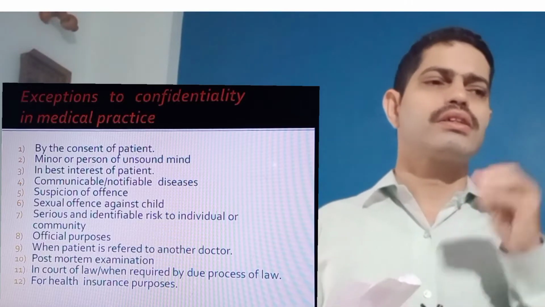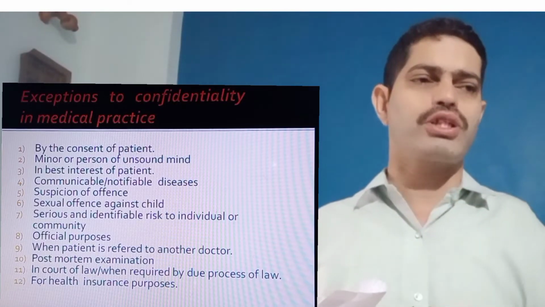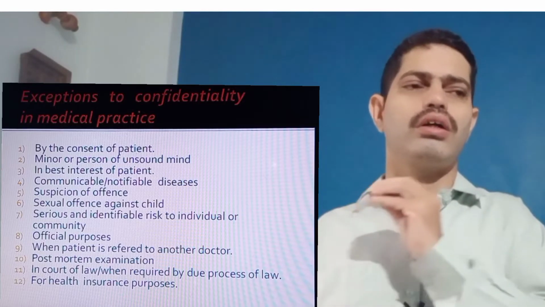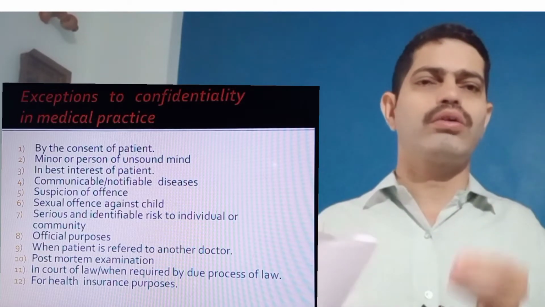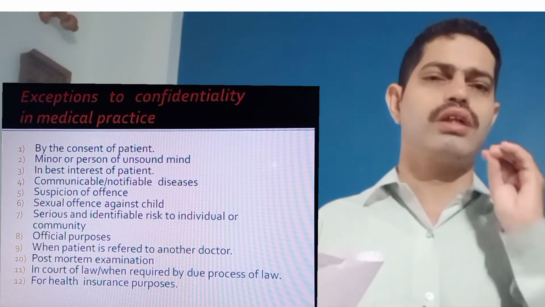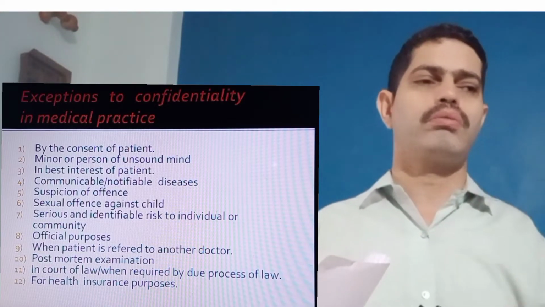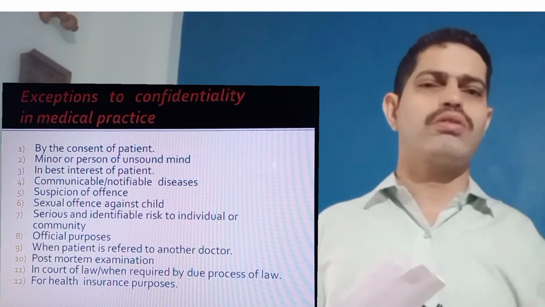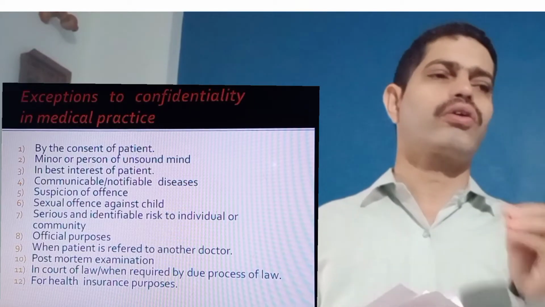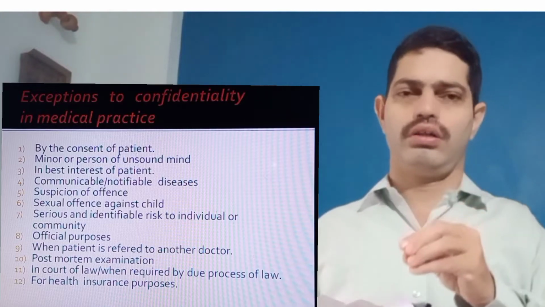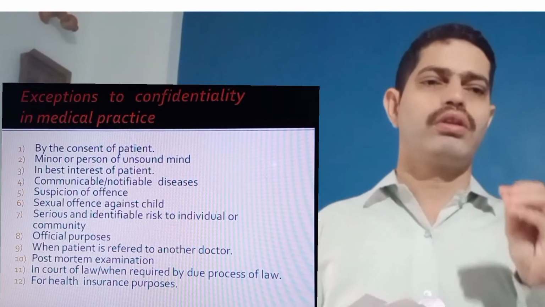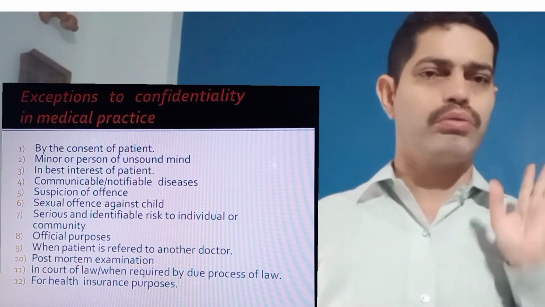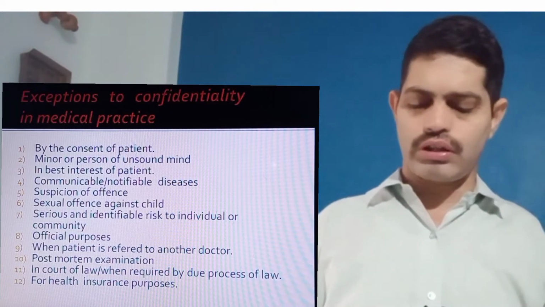So in that case, it is necessary for the doctor to disclose the information of the patient to the nearest relative of the patient, so that those relatives can take the decision about the patient's further course of treatment, or the patient's health, or about the patient's illness. So in the best interest of the patient, it is necessary for the doctor to disclose the information to the relative of the patient without consent of the patient, because the patient is not in a position to give the consent.